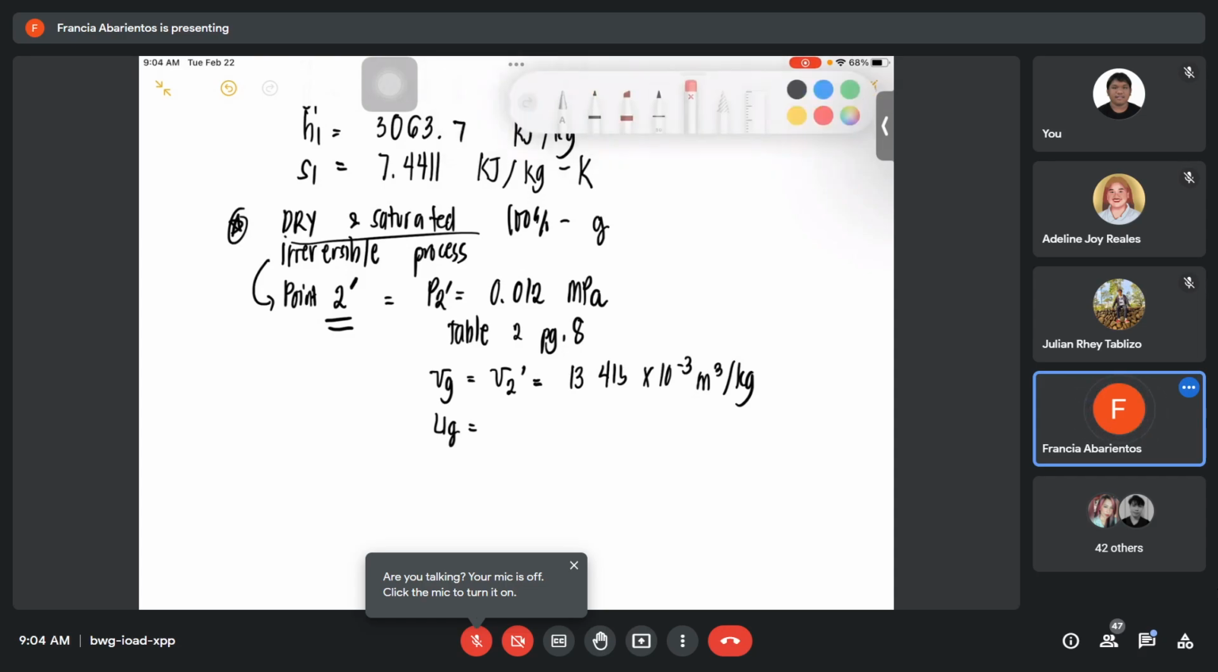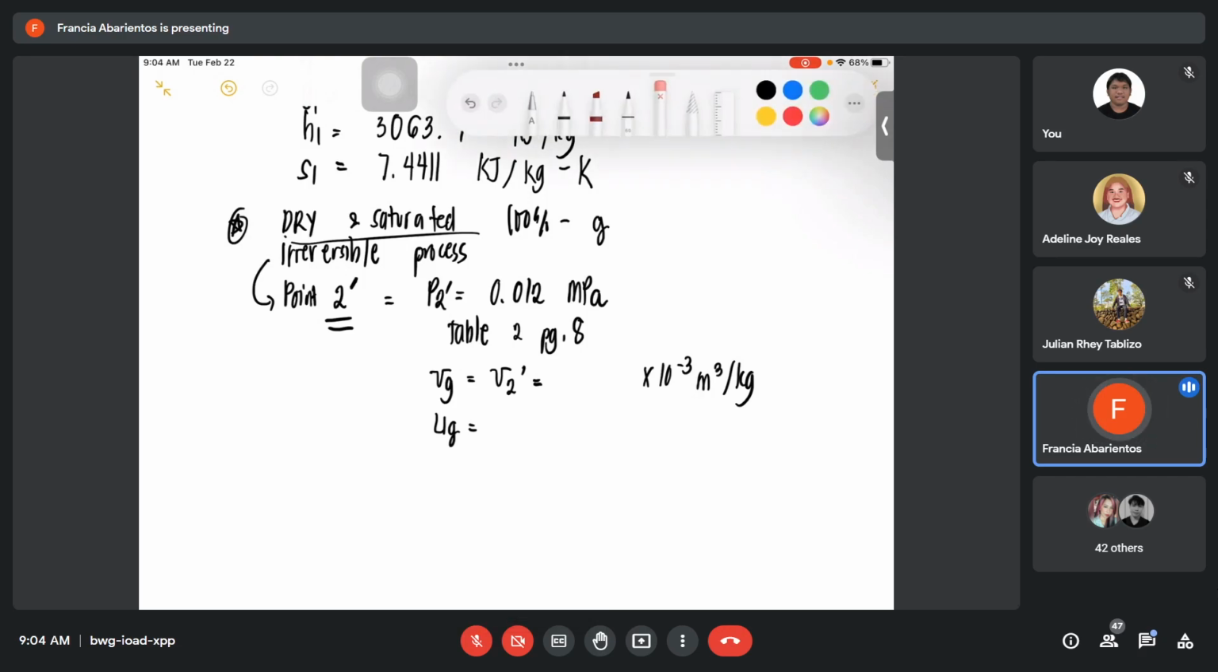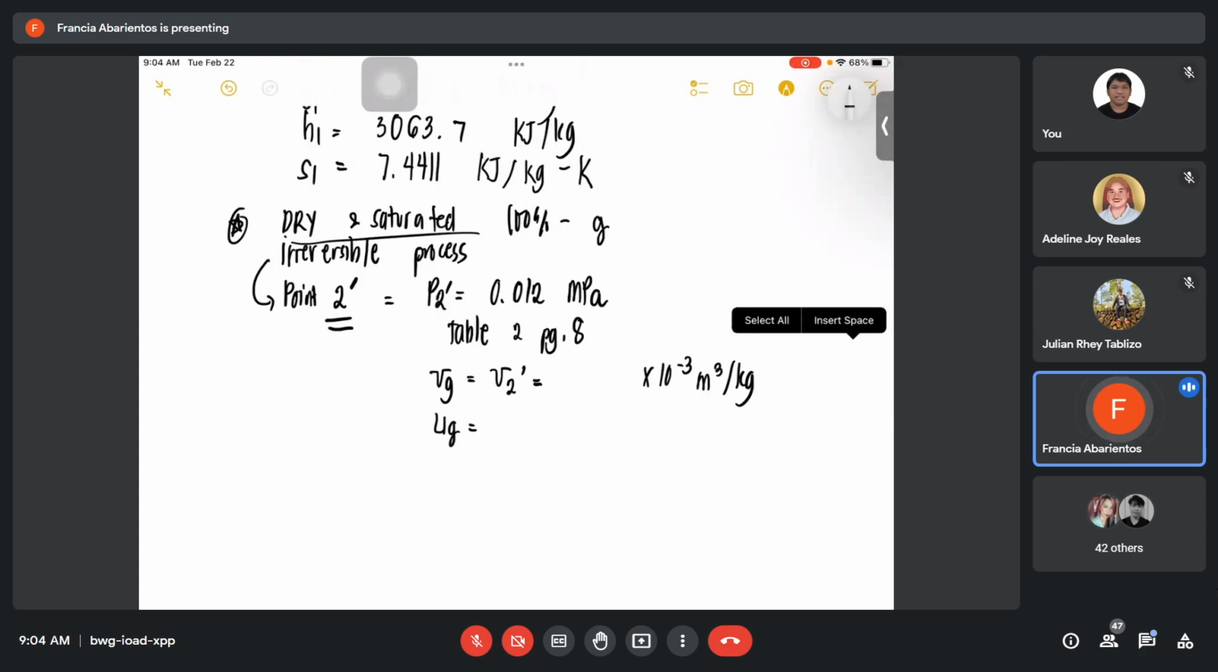Ayan, mali to. 0.12 pala, class. Nadulo ako. Yung ruler ko nga saan ko. 0.12 MPa, this is 0.361. Ayan. Thank you.